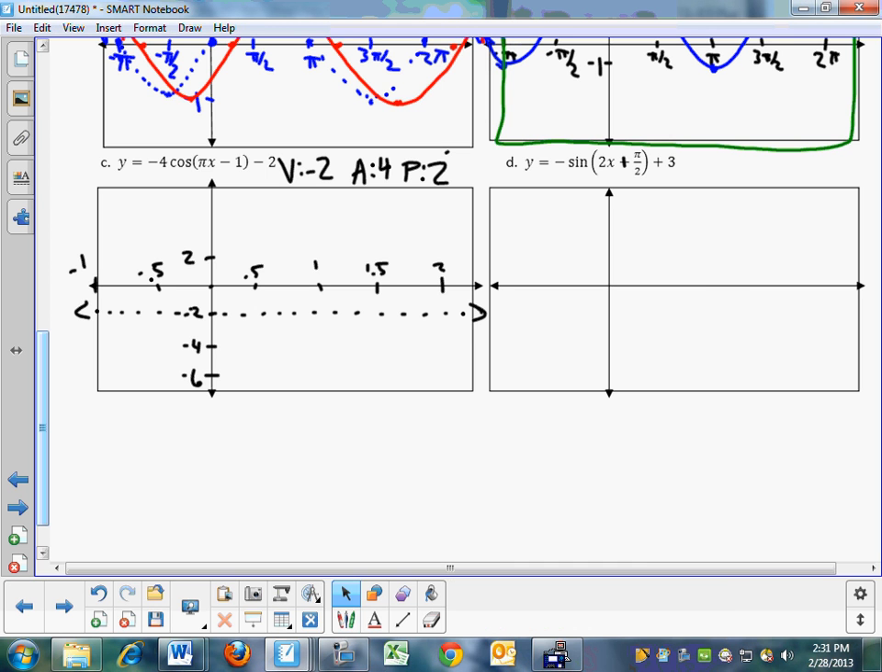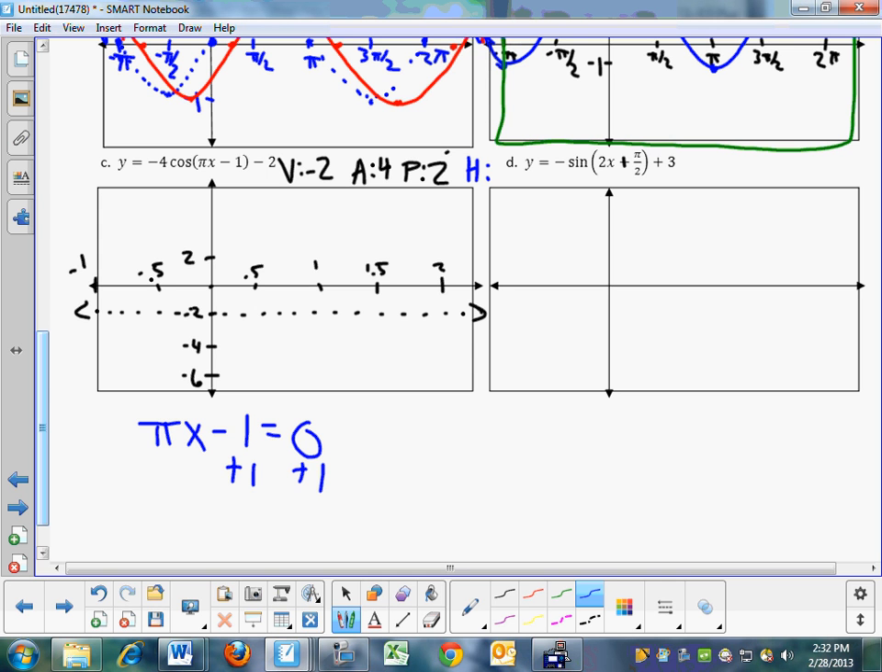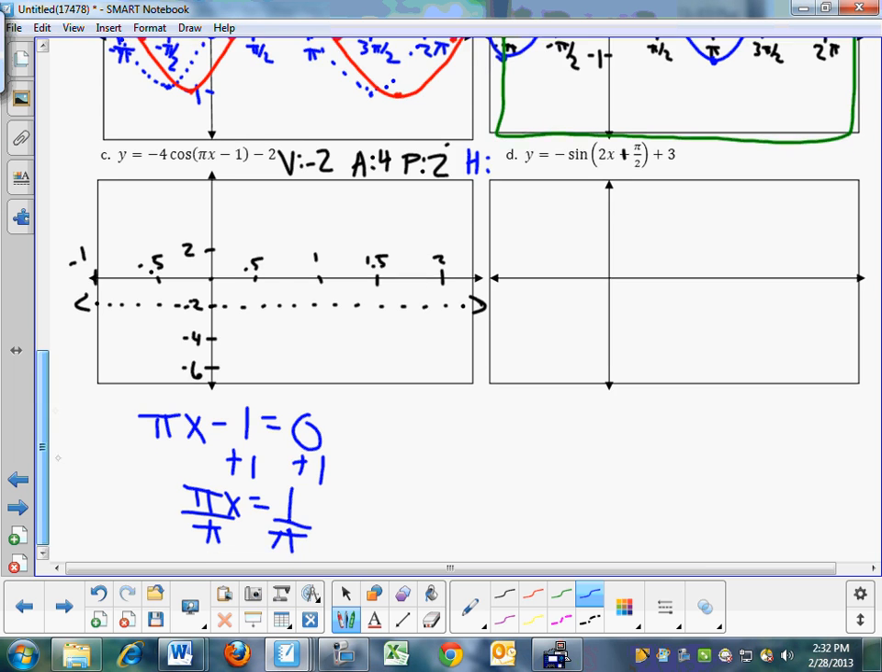What's the horizontal shift? One over pi. I got to add the 1 and divide by pi. Remember, I saw pi x minus 1 equals 0. Add the 1. Pi x is equal to 1. Divide by pi. X is 1 over pi. That's what we did.